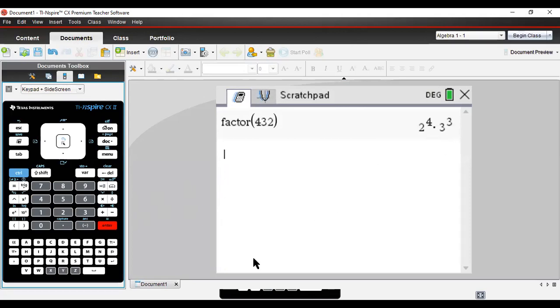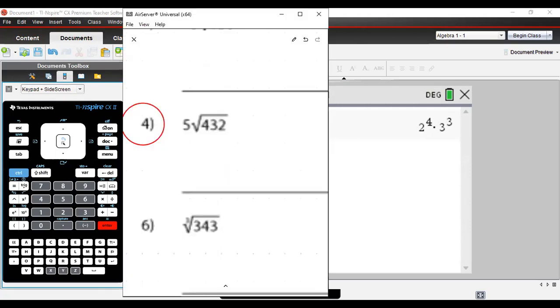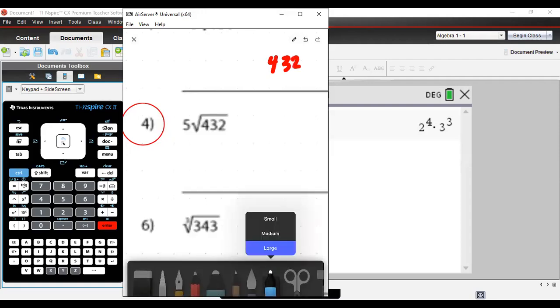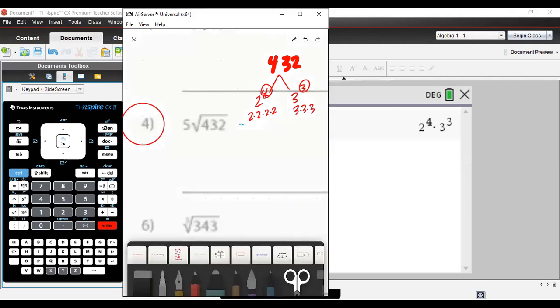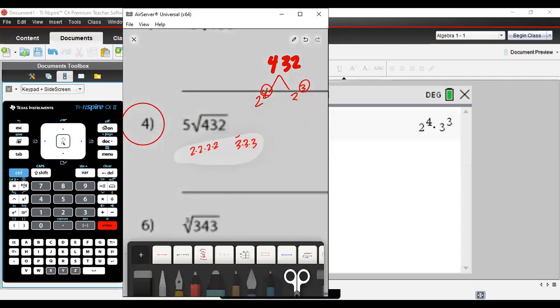So let's go back to the iPad. So here I'm going to factor this 432. Let me make this a little thinner. So this is 2 to the 4th, 3 to the 3rd. And we can write this as 2 times 2 times 2 times 2. That's what the exponent 4 means. And we can write this as 3 times 3 times 3. Now, the reason that I'm doing that, I'm going to take this and bring it here.